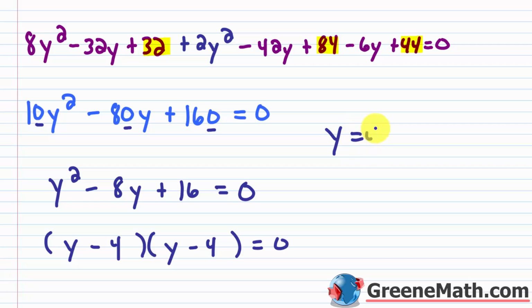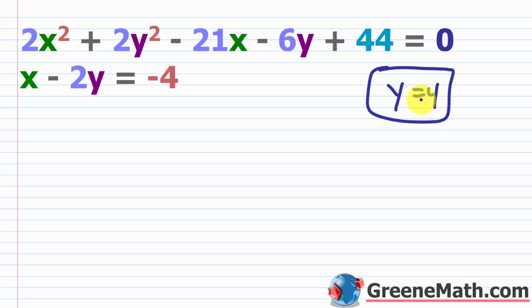All right, so let me erase everything. I'm just going to write y equals 4 here for your notes. And I'm going to erase everything. So now that we know that y equals 4, I can plug in a 4 for y either in the first equation or the second equation. I'm going to pick the second equation because it's simpler.